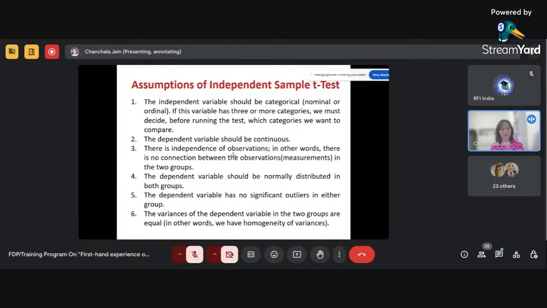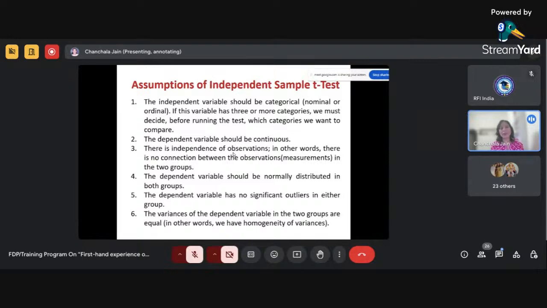And if you have more than two groups, then to perform the t-test, you need to decide beforehand which two groups or which two categories you want to compare, right? Second, the dependent variable should be continuous. Third, there is independence of observations. That means you can maintain this if you are collecting the data from one person only once. That way the independence can be maintained.